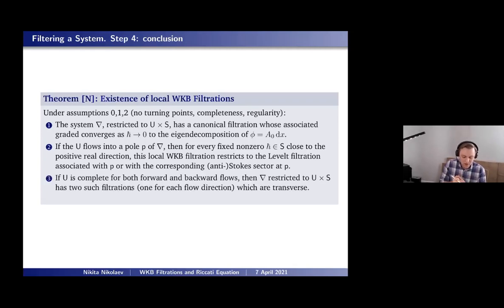Okay, and then number 3, which is a kind of final step. If you are in a situation where your flow domain is actually complete by flowing it in both directions, so you can flow it forward or you can flow it backward, then by flowing it forward, I can construct my WKB filtration in the way that I just explained. But then by flowing it backward, you can do the same thing, just basically by permuting and doing a similar analysis, and you construct another WKB filtration. And those WKB filtrations are different.